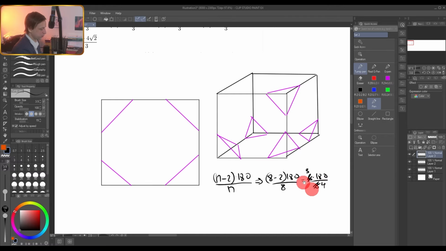Here you will get 3, and 180 over 4 is 45. 3 times 45 is 135. It means that each angle of a regular octagon is 135, and it works for us really. If it's 135, this is 45, this is 45, 45, and here is 45. So this is the right triangle, right isosceles triangle.